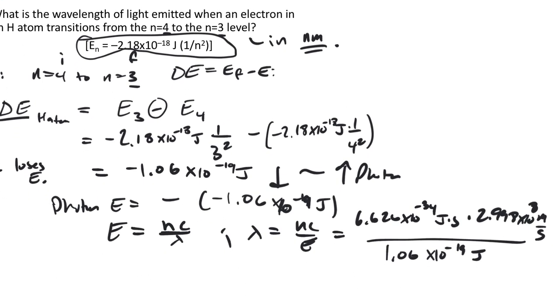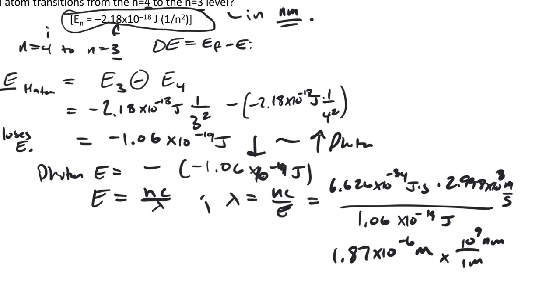So I get 1.87 times 10 to the minus 6 meters, multiplying it by 10 to the 9 to go to nanometers, 1870.